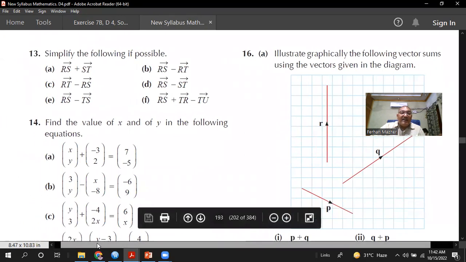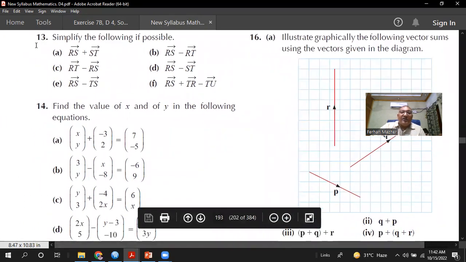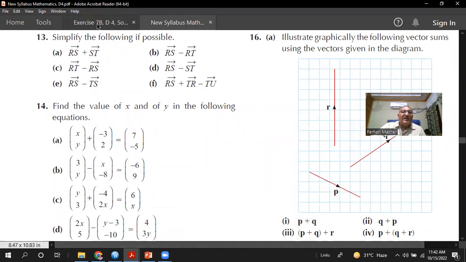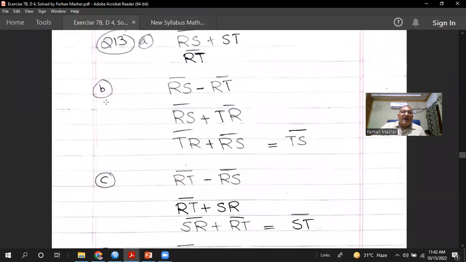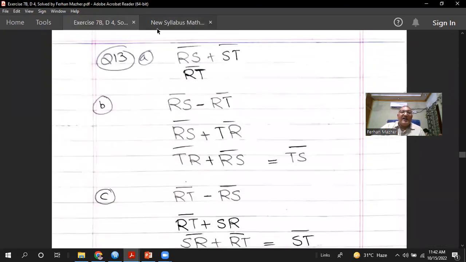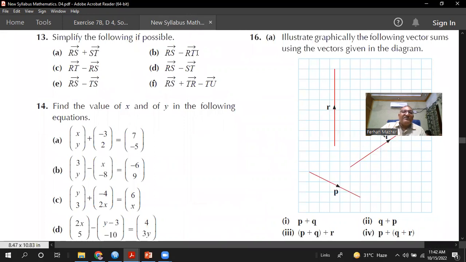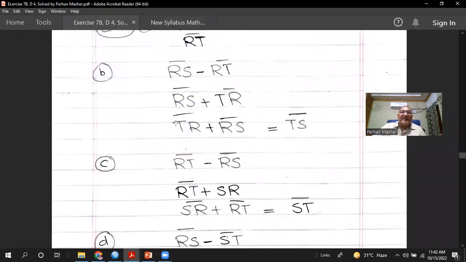He says simplify the following if possible. RS plus ST will be RT. Then the question is RS minus RT. I will change the sign, so this order will change. This becomes TR. Write TR first, then RS. So now it is good: T to R, from R to S. So the answer will be TS.